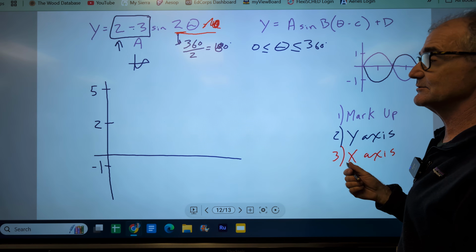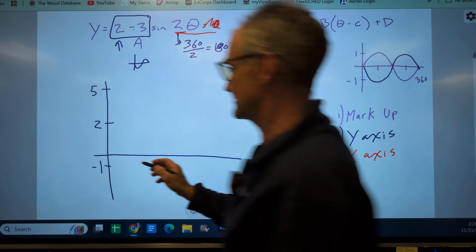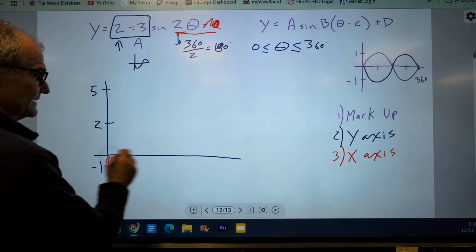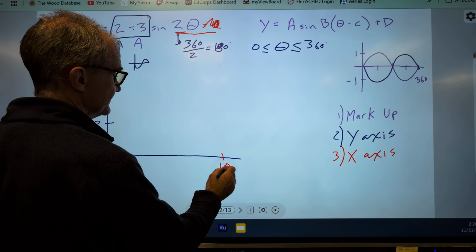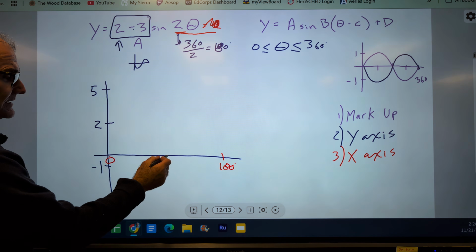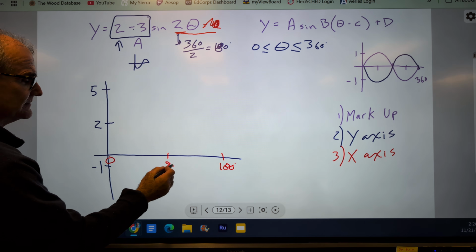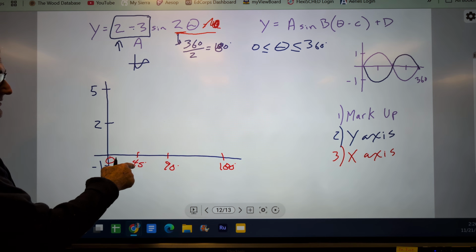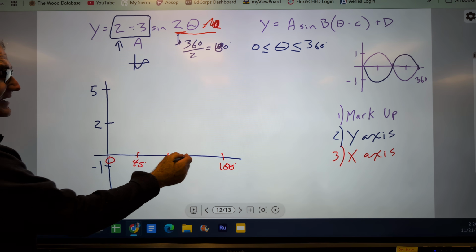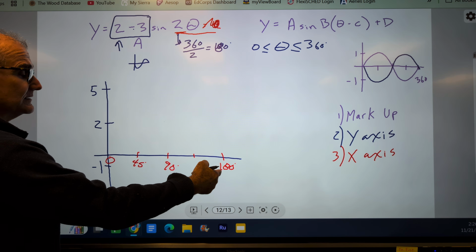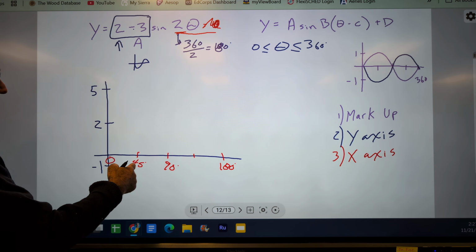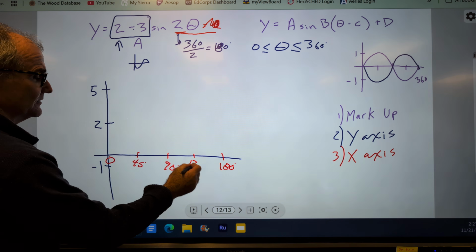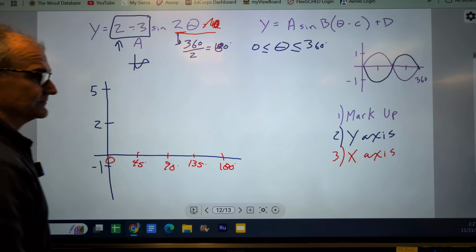So step 3, label the x-axis. I start at 0. I end 180 degrees later. Half of 180 is my half cycle at 90 degrees. Half of 90 is 45. That's my quarter. 1/4, 1/2, 3/4, 1. So 3/4 is going to be a quarter plus a half, or 135 degrees.